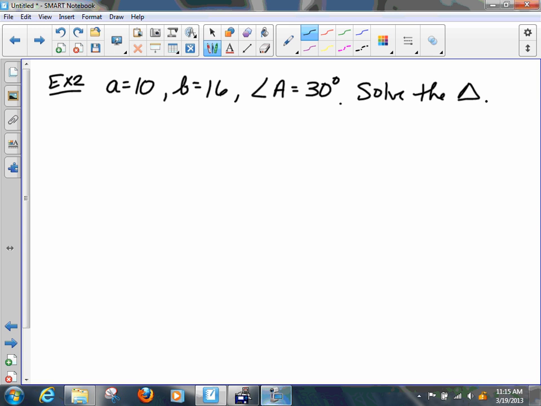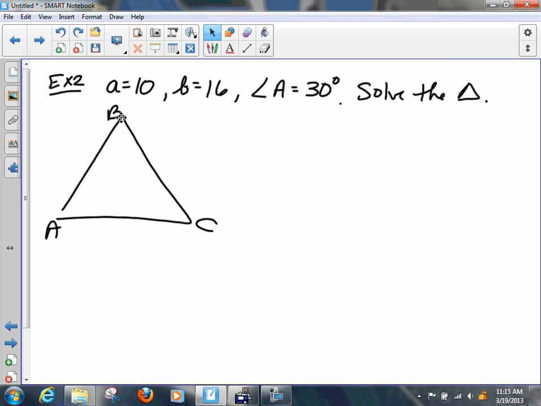Okay, now, my good old triangle ABC. It's just what it is. It could be anything. Be sure you label your triangle correctly. Side a is 10. Side b is 16. Angle A is 30 degrees. And as soon as you get the information on your triangle, you need to mark it up. Will it always be like A, B, C, going like that? You can label your triangle however. I just tend to do the same thing every time.